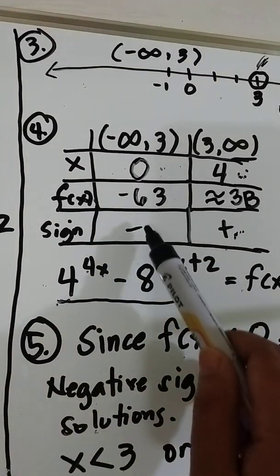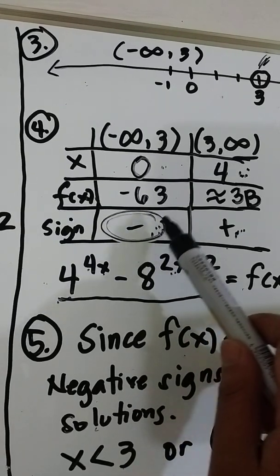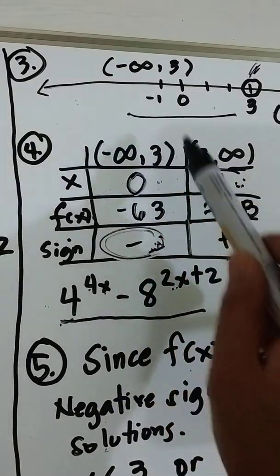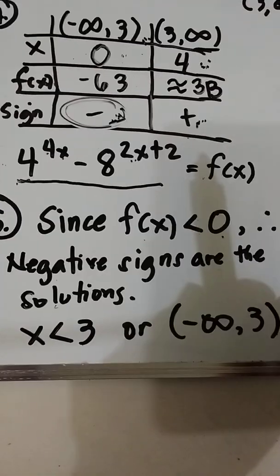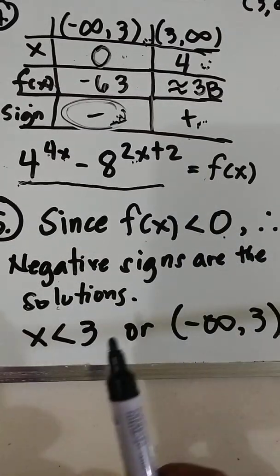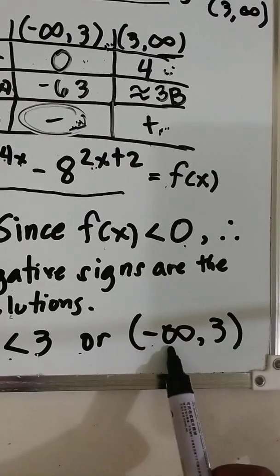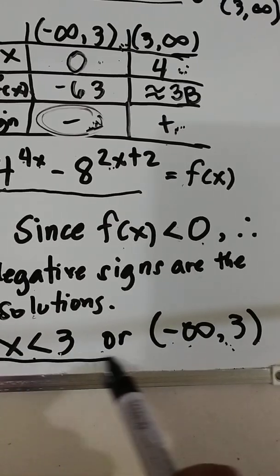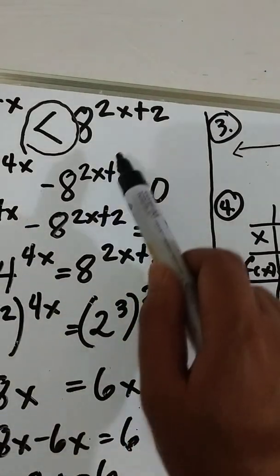This refers to step number 4, where we have the negative sign, right? And the interval, or the part of the number line wherein we have this result, is this left part, negative infinity to 3. Therefore, our solution or answer is x is less than 3, or negative infinity to positive 3. And this is our final answer, the solution on the given inequality. Ayon.